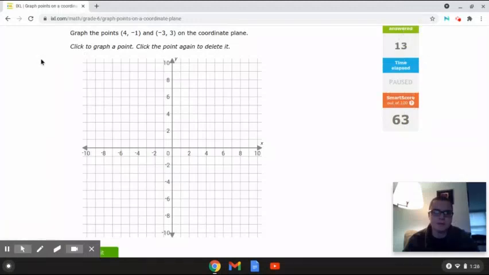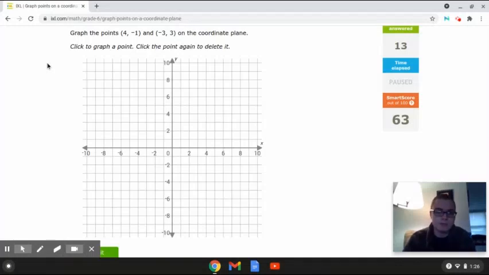Alrighty, so this last problem reads, graph the points 4, -1, and -3, 3 on the coordinate plane. Click to graph a point and click the point again to delete it. This one is going to be a little bit different because not only are we going to be graphing 2 points, we're also going to be graphing negative numbers. In the past, we were graphing positive numbers. Now we're going to be graphing negative numbers. But we're still going to be doing the same thing, going across on the x-axis and then up or down on the y-axis.